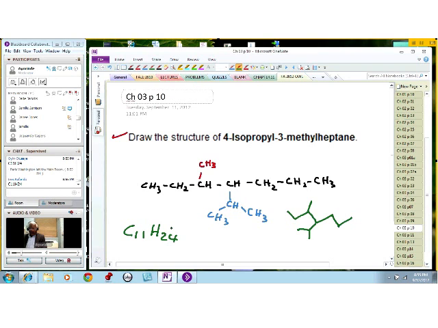Okay, so all of you said, so I'm going to take your word for it. That is 7. This is plus 3 carbon. That is 10. So C11 is correct. Yes, I think that is correct. Okay, that is correct. C11H24.